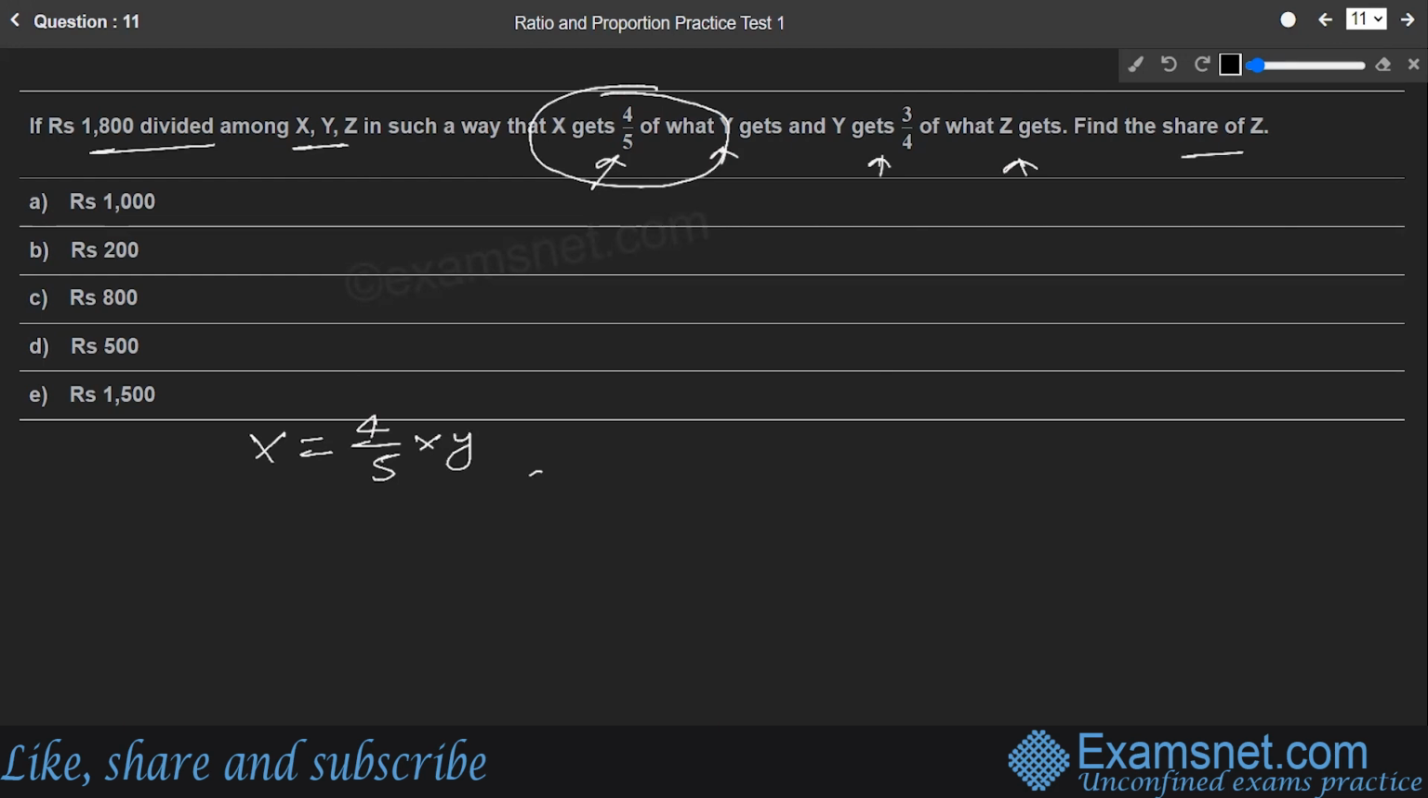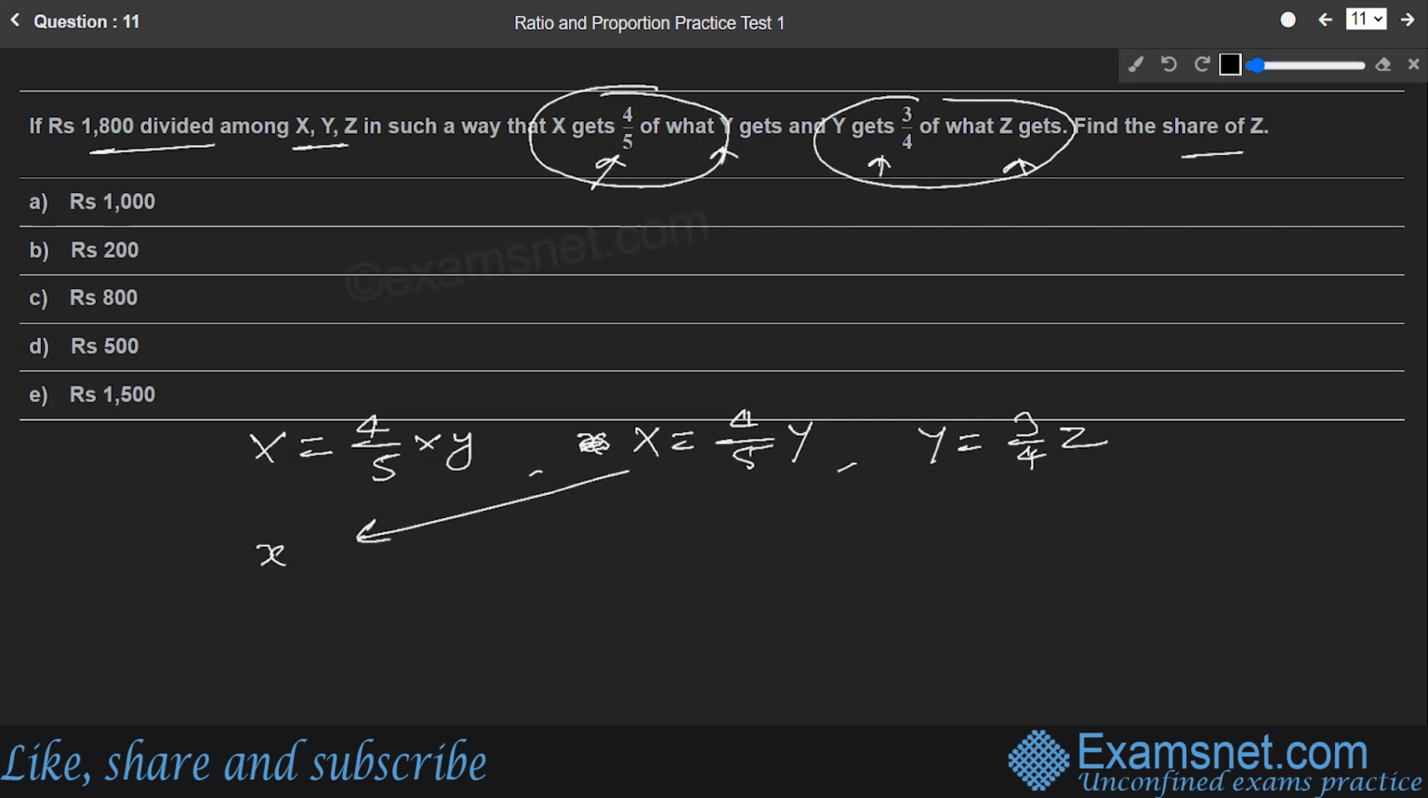Or we can write it like x is equal to 4 by 5 of y, because they are in capitals. This is the first thing that we know. Similarly, they say y gets 3 by 4 of what z gets. So y has to be 3 by 4 z. That is another connection. So these two connections have been established. Let us explore this one more. So x by y should be what? x by y should be 4 is to 5. And similarly, y by z should be what? y by z should be 3 by 4.